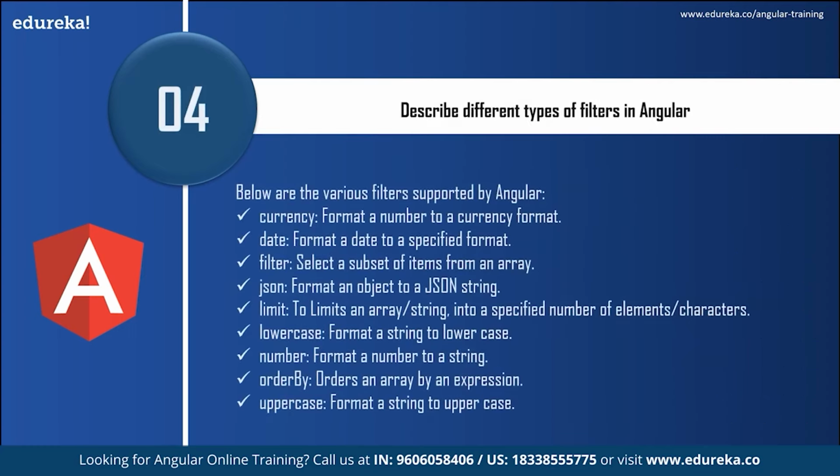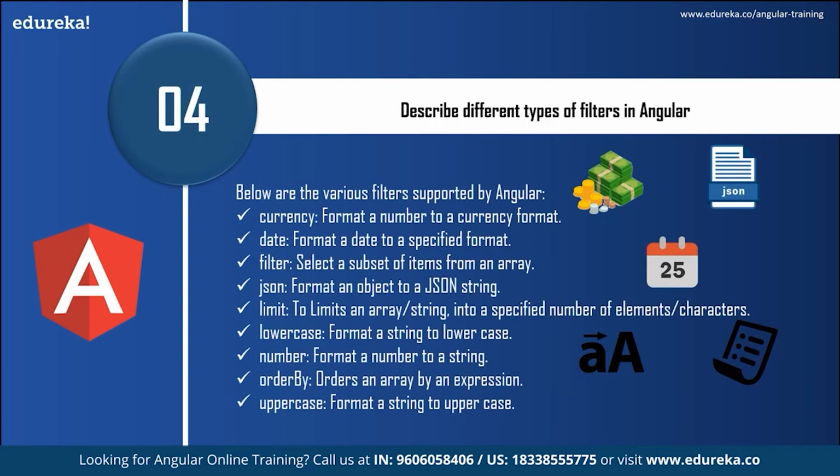The fourth question is, describe different types of filters in Angular. Now the various filters supported by Angular are currency, which formats a number to an accurate currency format. Date, which formats a date to a specific format. Filter, which selects a subset of items from an array. JSON, which formats an object to a JSON string. Limit, it limits an array or string into a specific number of elements or characters.